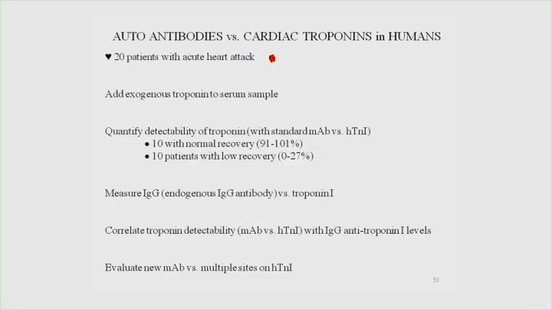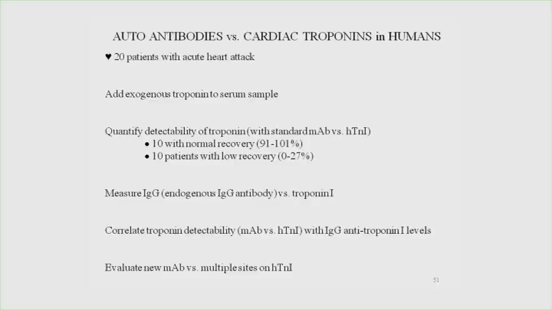This was a mouse study. Is it appropriate to transfer this thinking to humans? Well, humans with heart disease have antibodies and T cells sensitized to troponin. We're going to look at 20 patients with a heart attack. You come to the emergency room with a heart attack, we're going to measure your troponin levels. It's not supposed to be there unless the heart's been damaged.